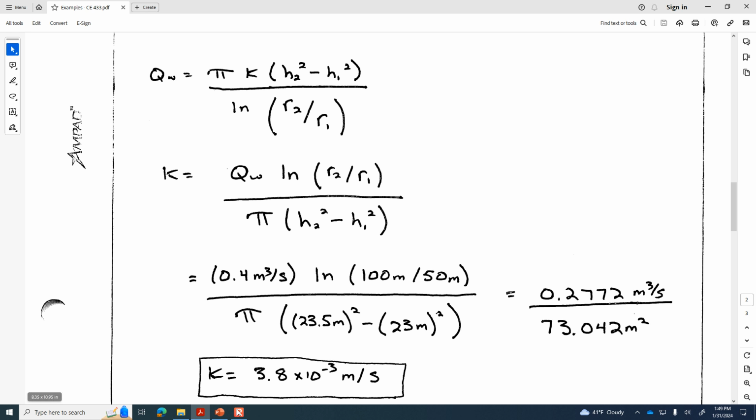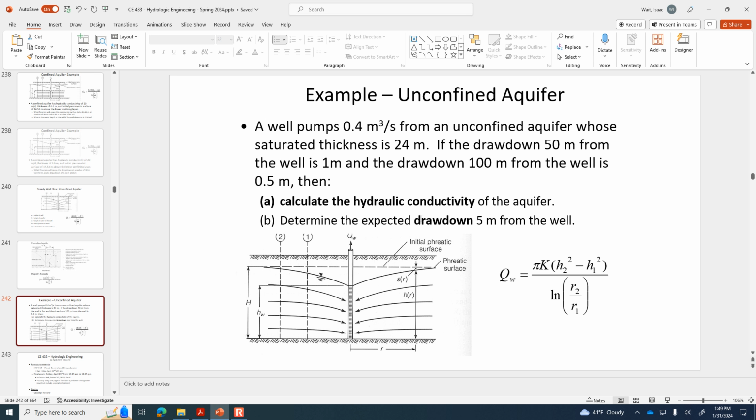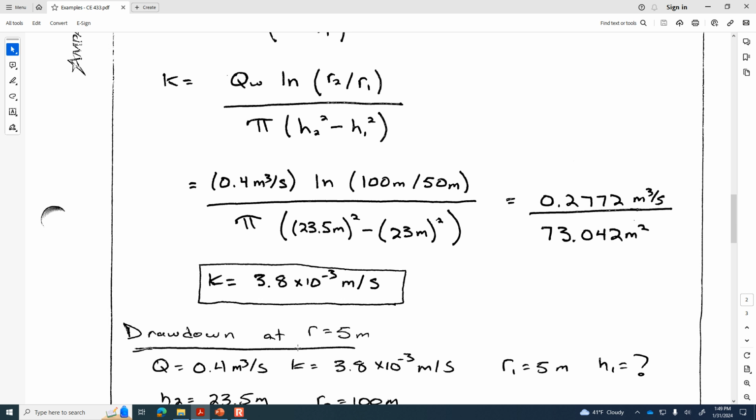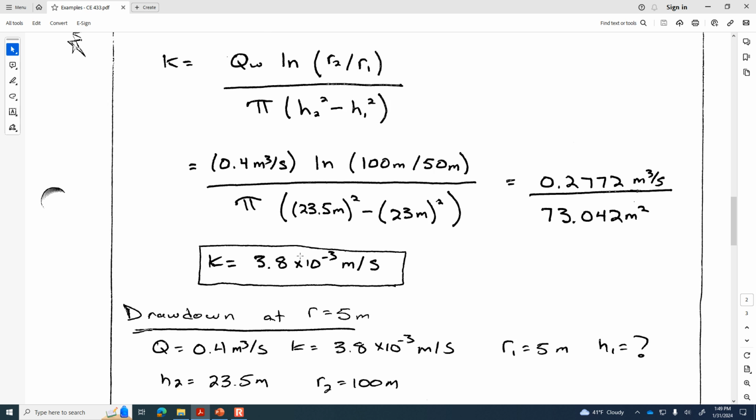Now that we have the hydraulic conductivity, we can determine the drawdown 5 meters from the well. So if we're talking about a distance 5 meters away, that's going to be the new R1. And we can use either of the other two locations as R2. Looks like I used the further one. So we're trying to find out, first of all, what's H1 at this new location. And then once we have the H1, we'll find the drawdown.